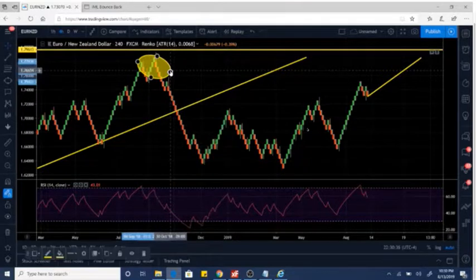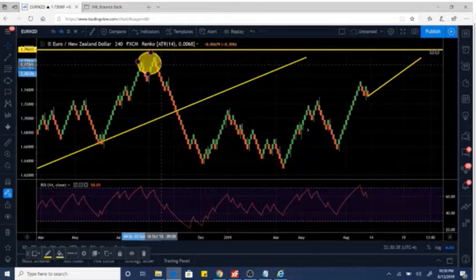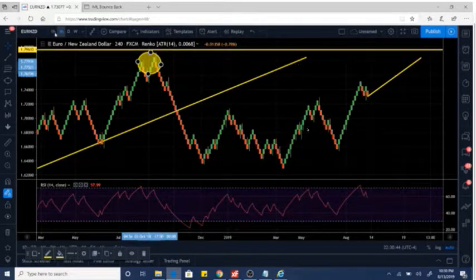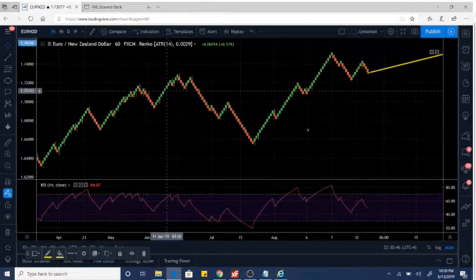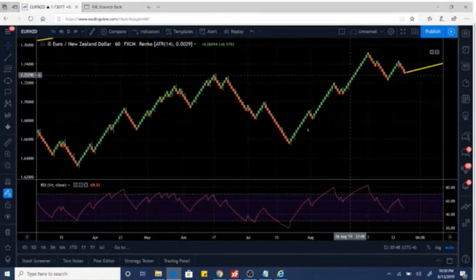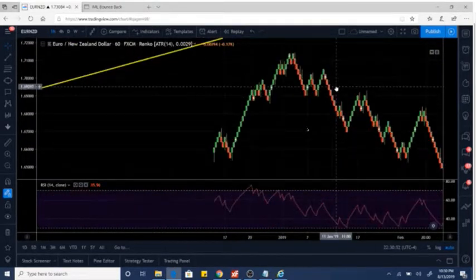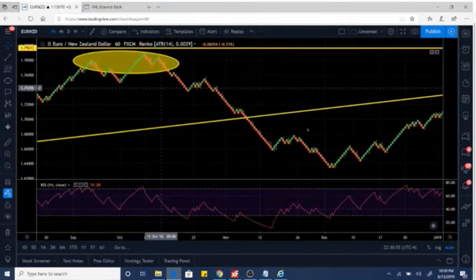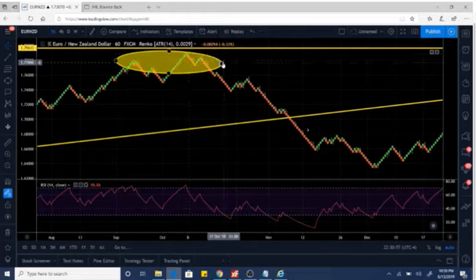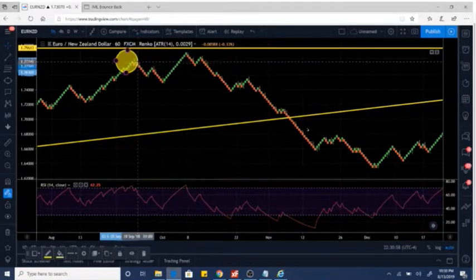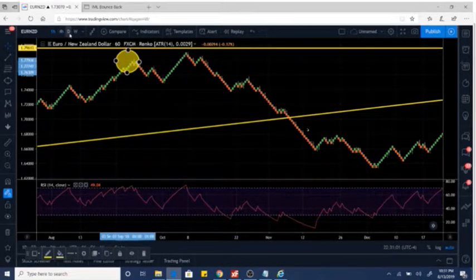Now, here's the thing. With Renkos, unlike candlesticks, you don't have to go down like 2 time frames. You don't really have to. You can go down to 1 or 2. But because Renkos is so powerful, so strong, you really only have to go down 1. Now, this is me coming down. I was on the daily. Now I came down all the way to 1 hour. I could have done it on the 4 hour. It's come down to the 1 hour.